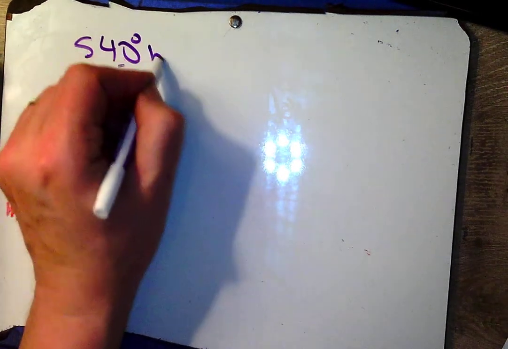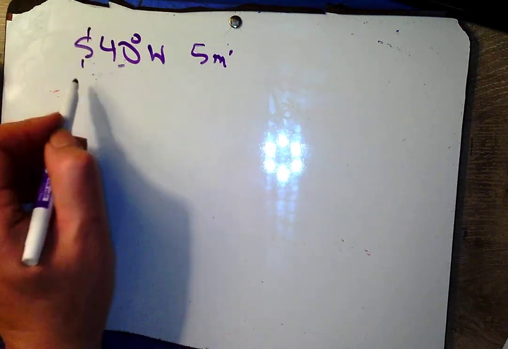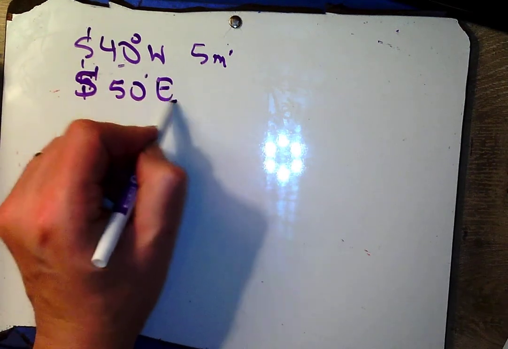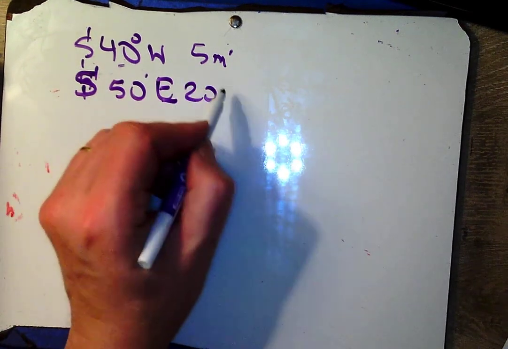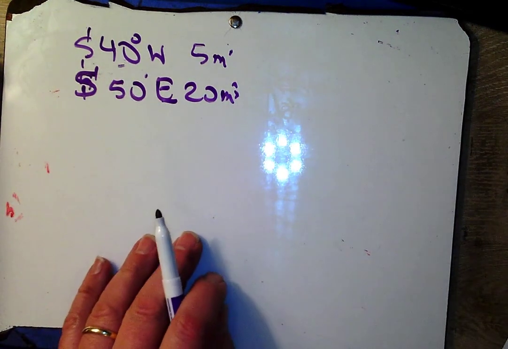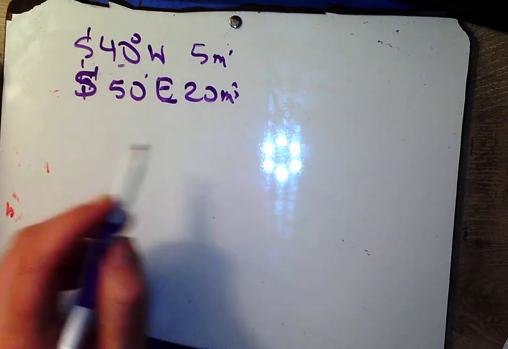Maybe we should do another one of those. Yeah, I think so too. South 40 degrees west for 5 miles, and then south 50 degrees east for 20 miles. And let's just do the bearing part here. On what bearing will we need to go?